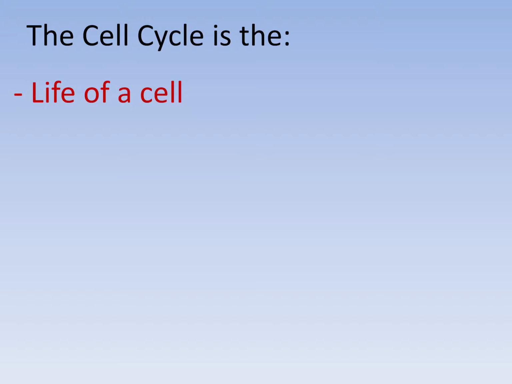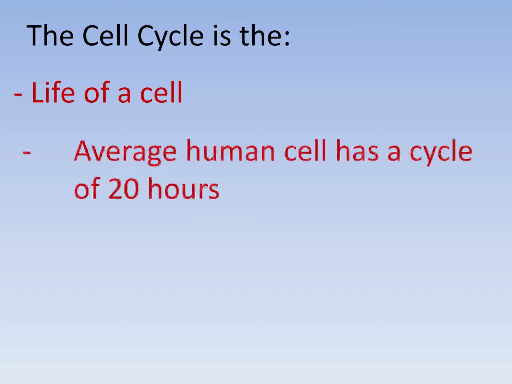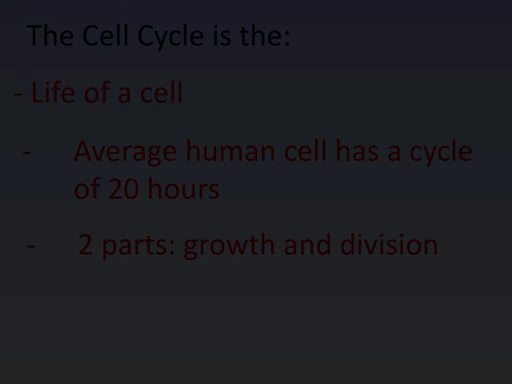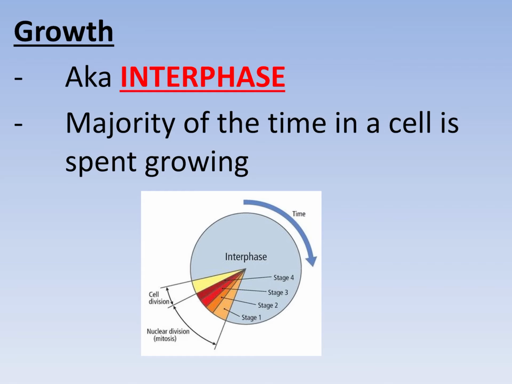So the cell cycle is the life of a cell. And again, everything in red is what you need to write down on your sheet here. The average human cell has a cycle of about 20 hours. And again, that's an average. Some are going to be more, some are going to be less. Now, there's two parts of the cell cycle. We've got growth and we have division. And we're going to take a look at each one of those in depth here.